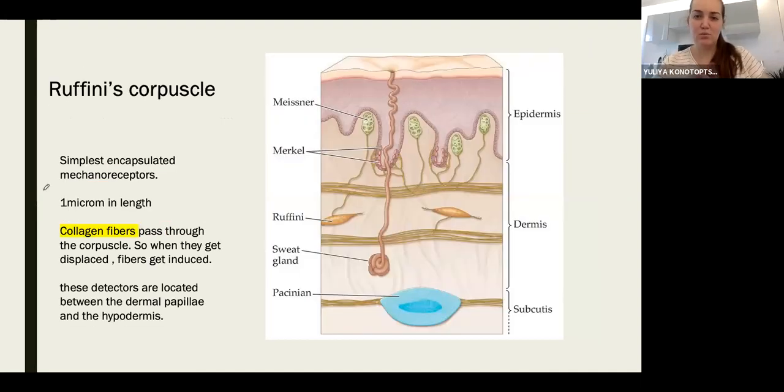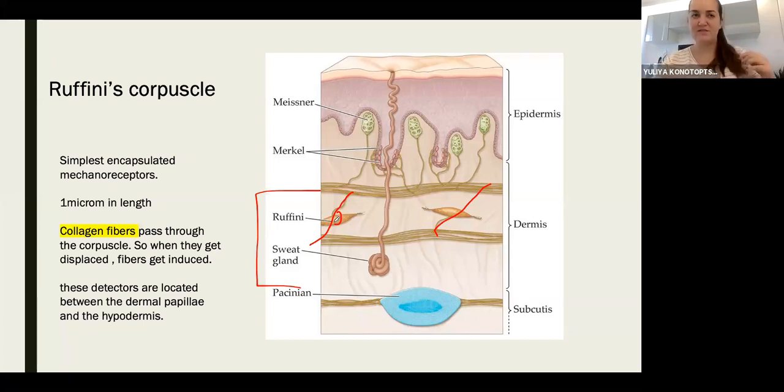Ruffini's corpuscle, the most primitive of them all. Sitting in the reticular layer of the dermis, that's where Ruffini's is sitting. It is a neuron, the simplest encapsulated mechanoreceptor, and through it, collagen fibers are passing. Why is it the simplest? Because anything you do to your skin, anything, touch it, I don't know, you displace those collagens. And as you displace them, who is aware of that?